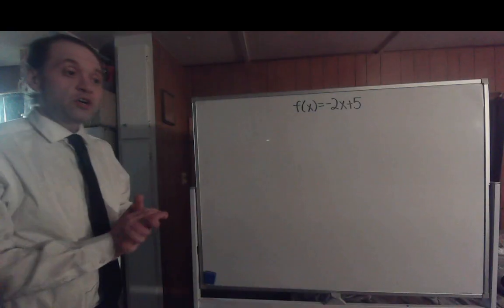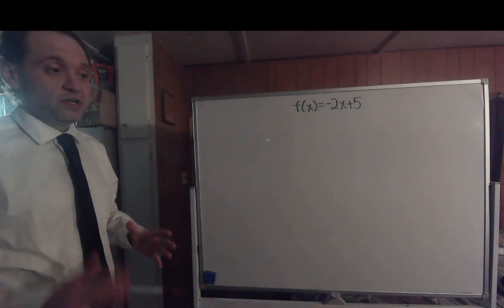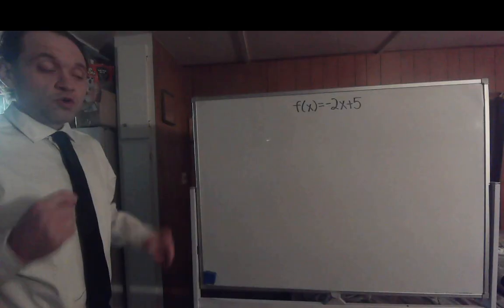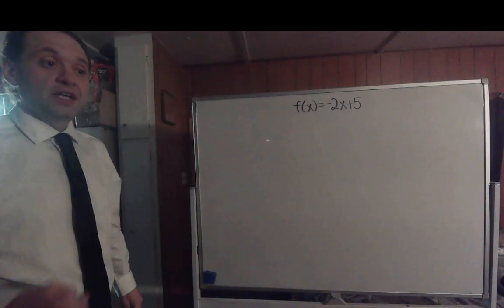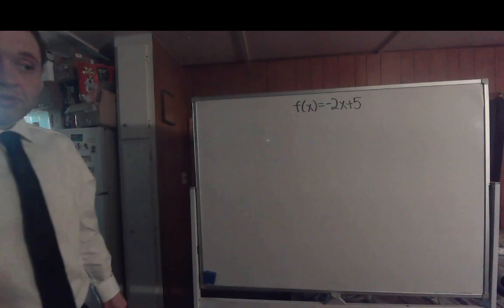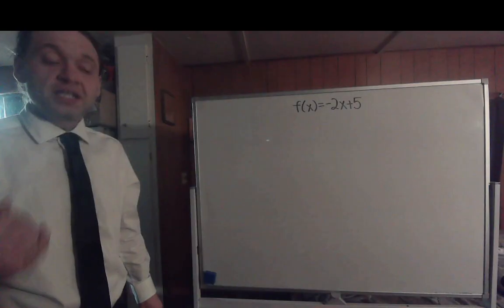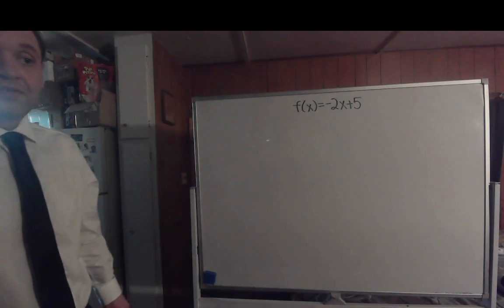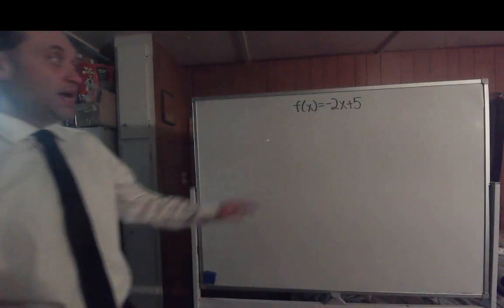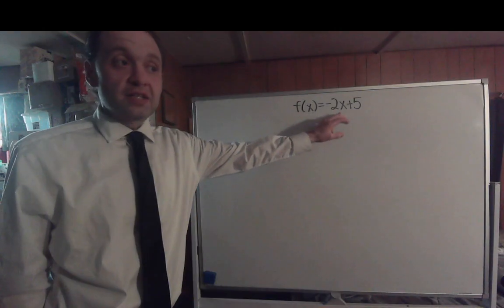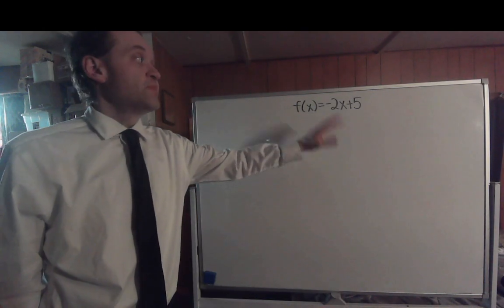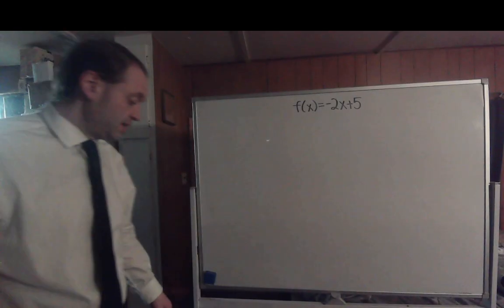So today we are going to talk about inverse functions. Of course, a function has an inverse if and only if it is one-to-one. And for the purposes of today, every function is one-to-one, so that means it's going to have an inverse. Here we have f of x equals negative 2x plus 5, a classic linear function. So it's definitely one-to-one since it's a linear function.